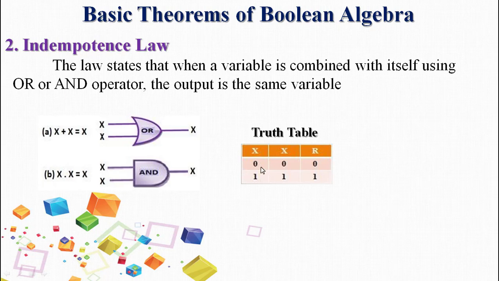What are we performing? We are performing addition. 0 plus 0 is 0, that is nothing but x, what you can see. 1 plus 1 is 1, that is nothing but the value of x, what you can see. So hence this is proving the idempotence law with the OR by the help of truth table.